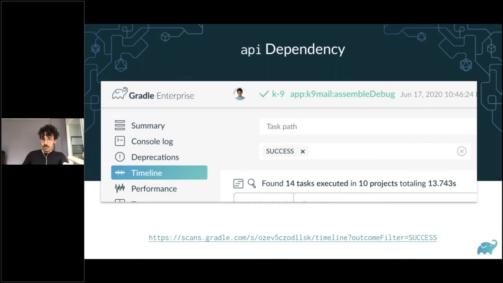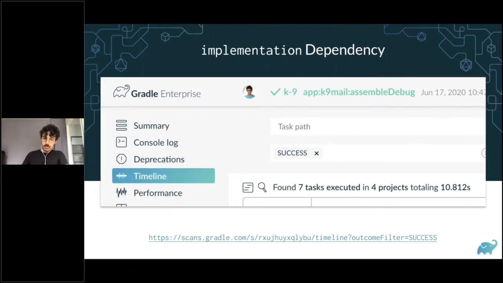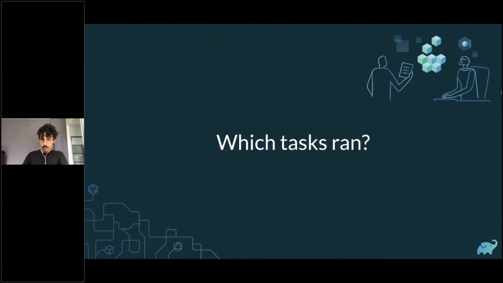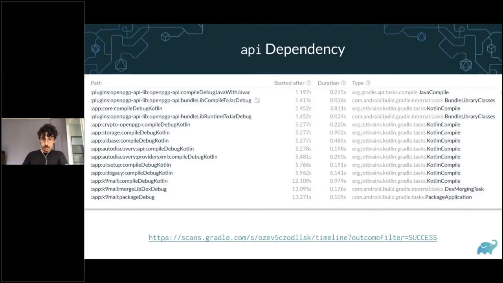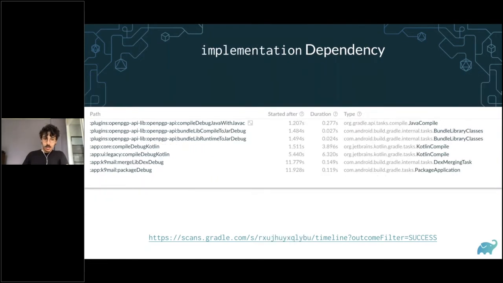In this case, 14 tasks were successfully ran. And in the implementation dependency, you see that only 7 tasks were ran. Which tasks were ran? Here you can see the whole list of the API dependency. If you go further down in the timeline view on the build scan, and then here's the implementation dependency.